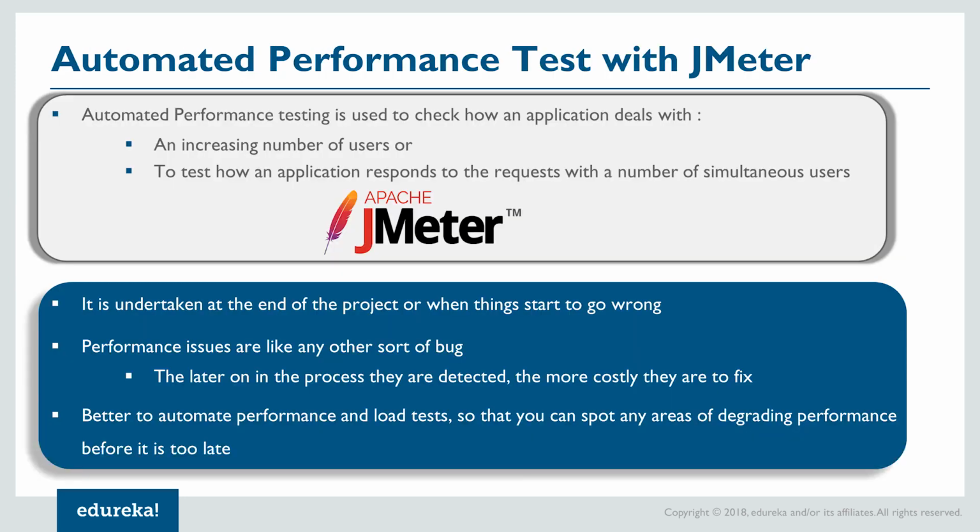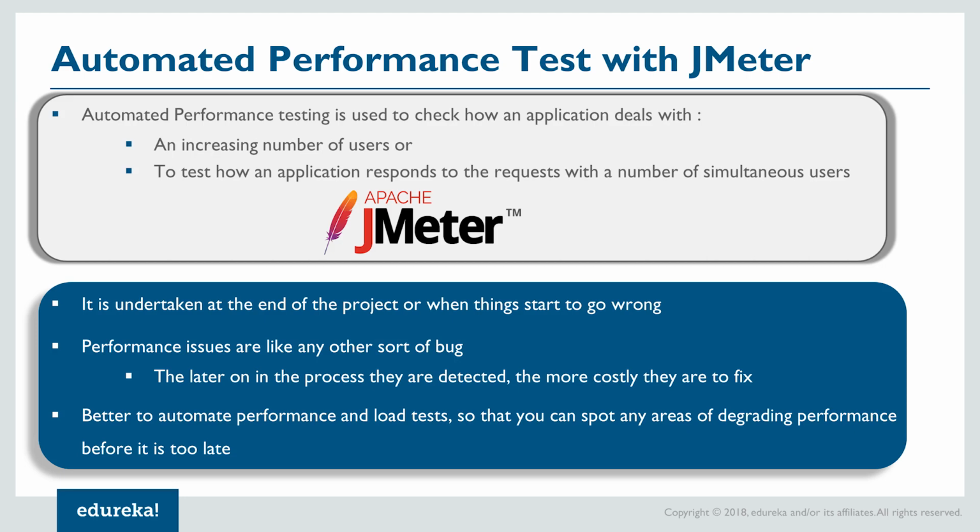So automated performance testing is used to check how an application deals with, let's say, an increasing number of users, or if you want to check how an application responds to requests from a number of simultaneous users. So basically you're doing stress testing. Let's say your general traffic is 500 or maybe 50 hits per second. What will happen or how will your application behave if it goes, let's say, to 1000 hits per second or 10,000 hits per second? How exactly is it going to behave? Will it crash or will it be able to handle it properly? What kind of scaling mechanisms would you need if that is failing? So these kinds of things will come into picture when you talk about performance testing.